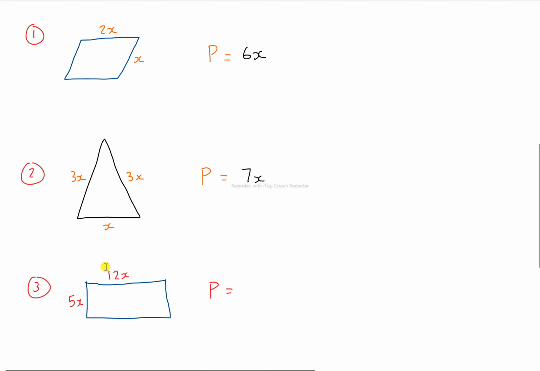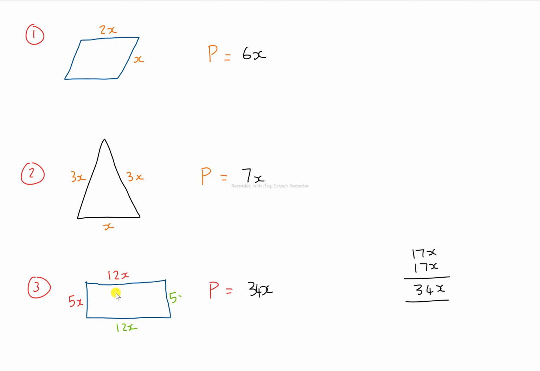I've got 12x, so 12x plus 5x is 17x. There's two ways of doing this. So I've got 17x and then I'm going to double it. So I'm going to add another 17x. So 17 plus 17 is 34x. So the perimeter is 34x.